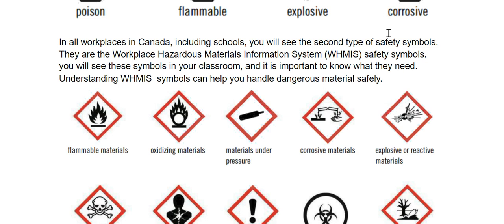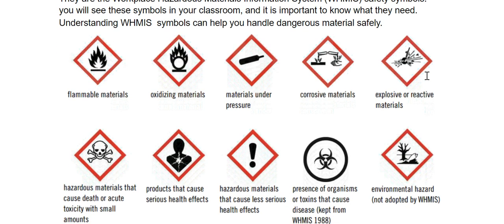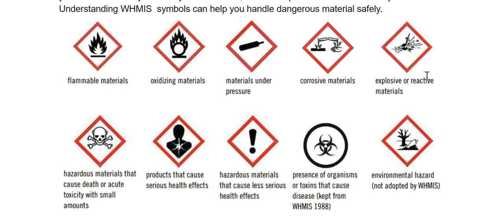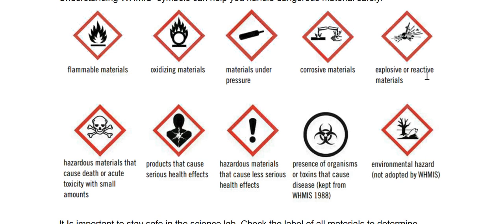In all workplaces in Canada, including schools, you will see the second type of safety symbols. They are the Workplace Hazardous Materials Information System, or WHMIS, safety symbols. You will see these symbols in your classroom, and it is important to know what they mean. Understanding WHMIS symbols can help you handle dangerous materials safely. We talked about these a little bit earlier this year, but I will go over them.